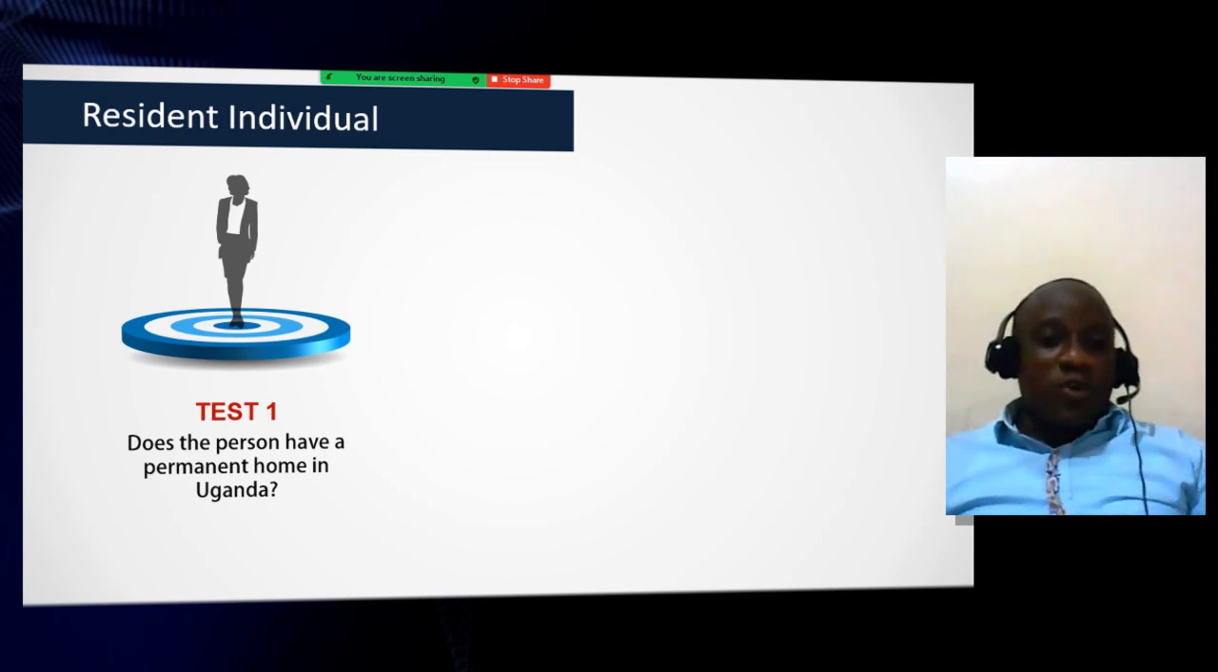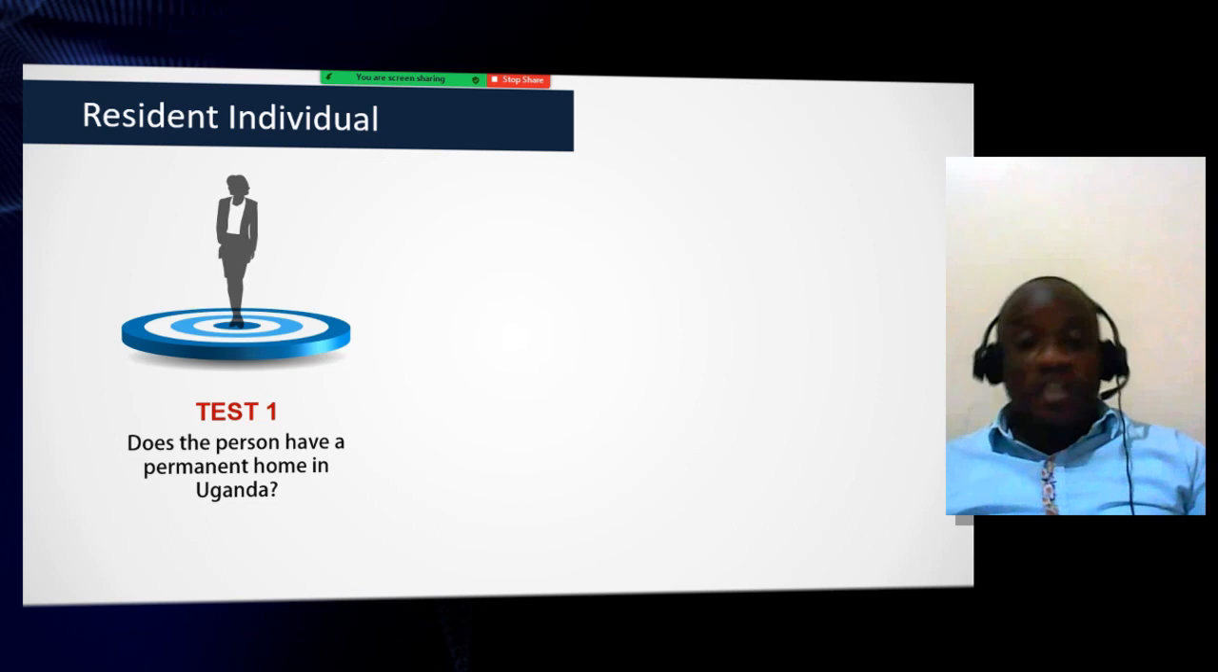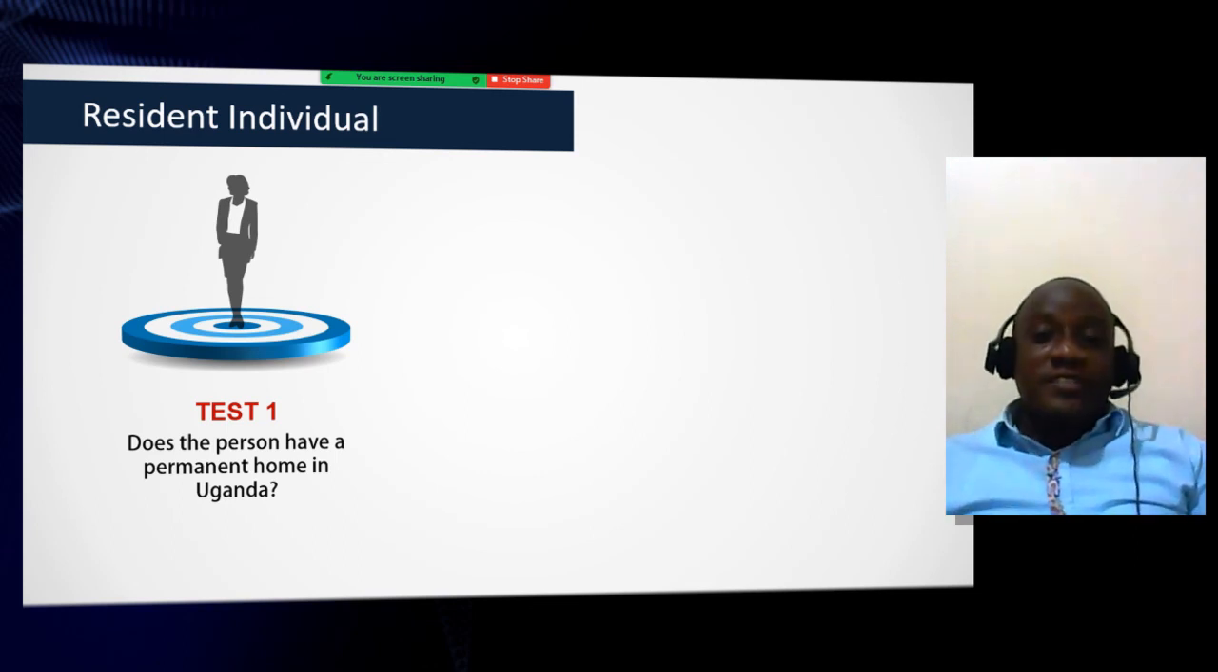Now, when I talk about a home, I'm not only talking about people that have purchased land, have land in their names, and have constructed a house. I'm also including people that are residing in a hotel. It happens a lot. Someone may come to Uganda and reside in a hotel throughout the year. As long as that's where your belongings are, you have the key, you have access to that place, then you have a permanent home.